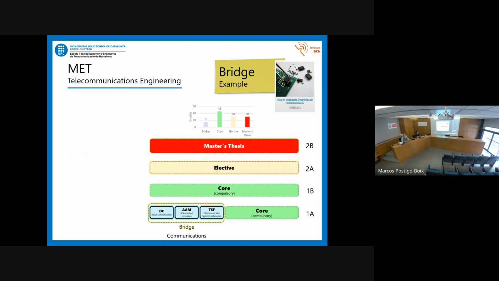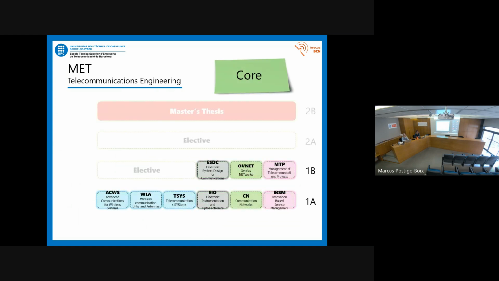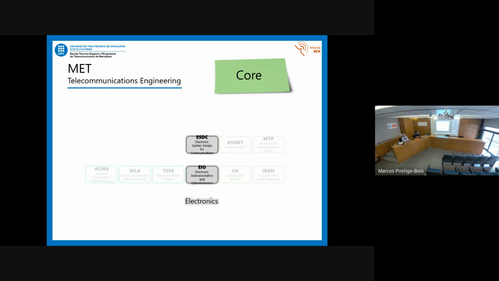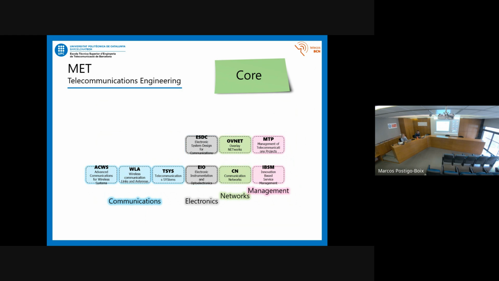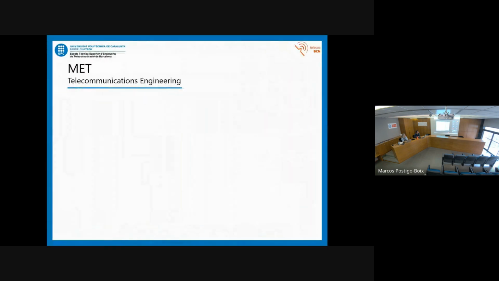Also, this happens for the GRILEC. The GRILEC also has to do these 3 bridge courses. The core, the compulsory part of the master, the 45 credits, are those 9 subjects. Those 9 subjects are related to communications, 2 of them to electronics, 2 of them to networks, and finally 2 that are related to the technical management of telecommunications projects. So we have a part about telecommunication technologies and a part of technological management of these telecommunication projects.